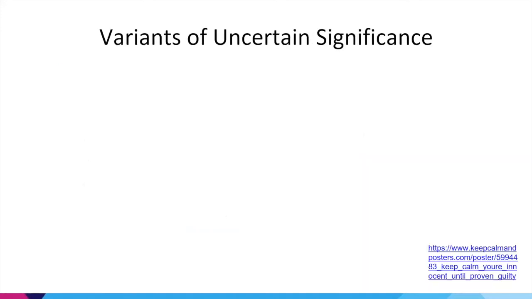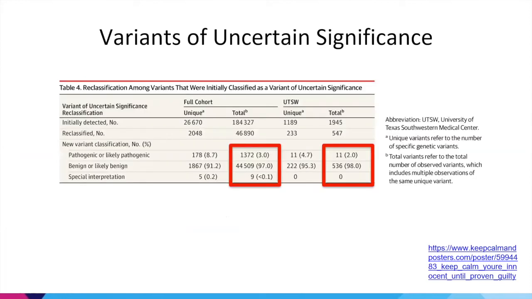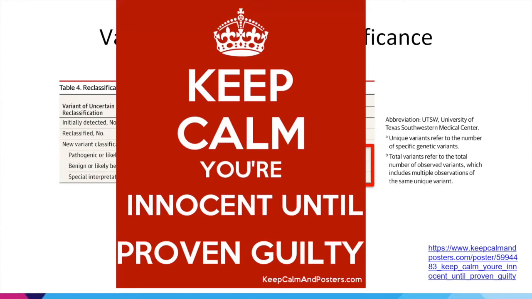In general, though, when we get a variant of uncertain significance, we treat them as innocent until proven guilty. And the reason for that, and this is specific for hereditary cancer, is because this is from a study which looked at variant curation and variants reclassified over a 10-year period. And what you'll see in the red box is 97 to 98% of the time, when these variants were reclassified, they were reclassified as benign or likely benign. And it's for that reason that we treat them as innocent until proven guilty.